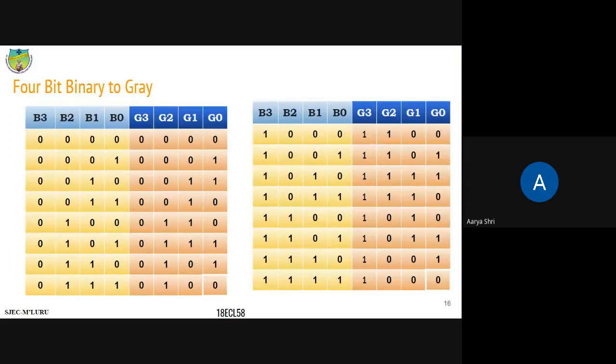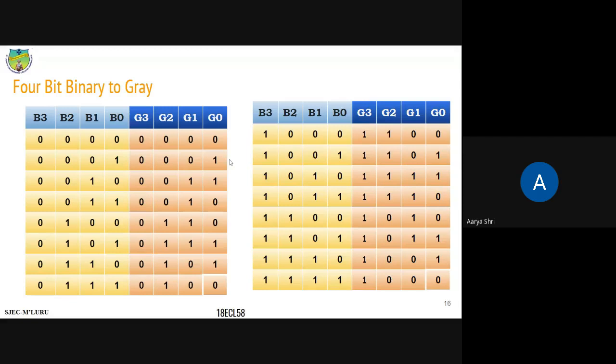Next is 4-bit binary to gray. Here you are having 4 input bits as B3, B2, B1, B0, and the output is G3, G2, G1, and G0. For 0, 0, 0, 0, the output is 0, 0, 0, 0. And similarly for 0, 0, 0, 1, the output is 0, 0, 0, 1.